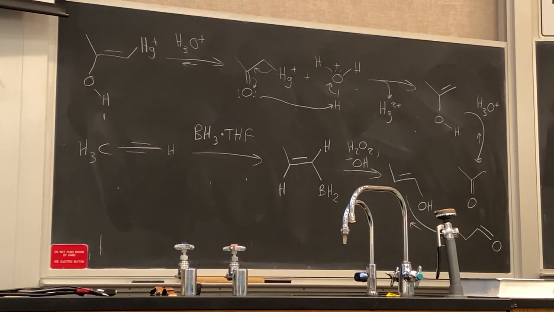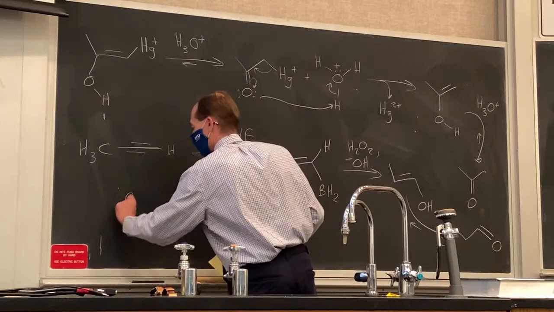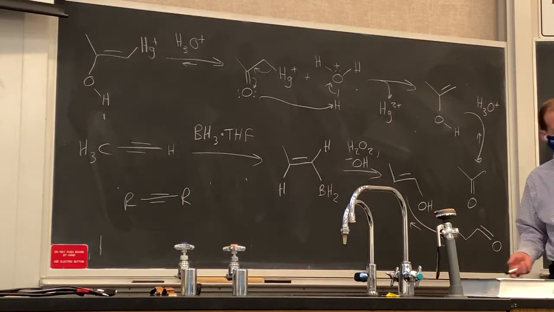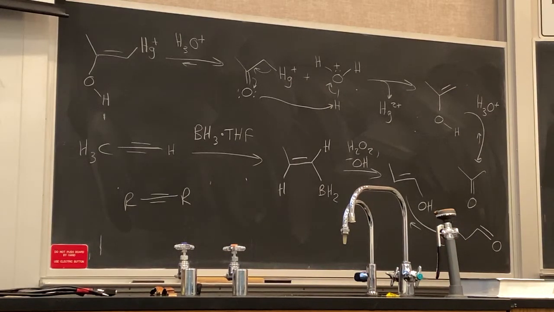So with terminal alkynes, we would obtain a ketone with water, sulfuric acid, and mercury sulfate. We would obtain an aldehyde if we used hydroboration followed by oxidation. Okay? What if we used an internal alkyne? So let's say we had an alkyne of this type. Would we get the same products or different products from a hydration versus a hydroboration oxidation?